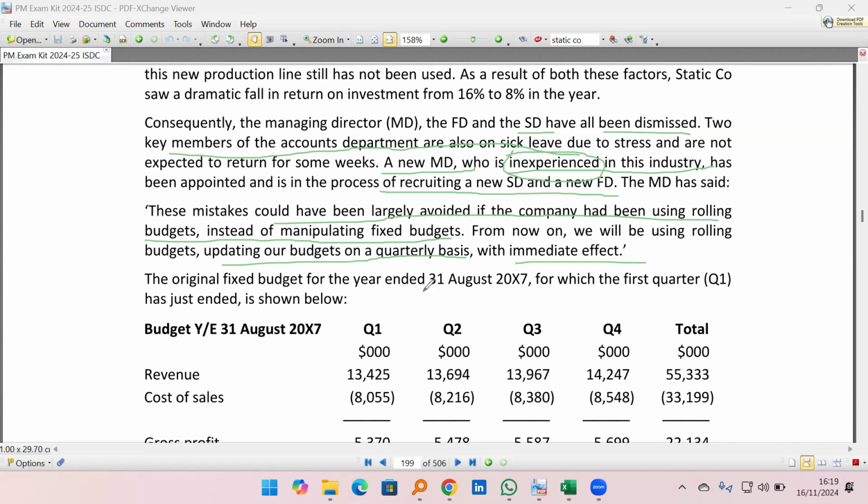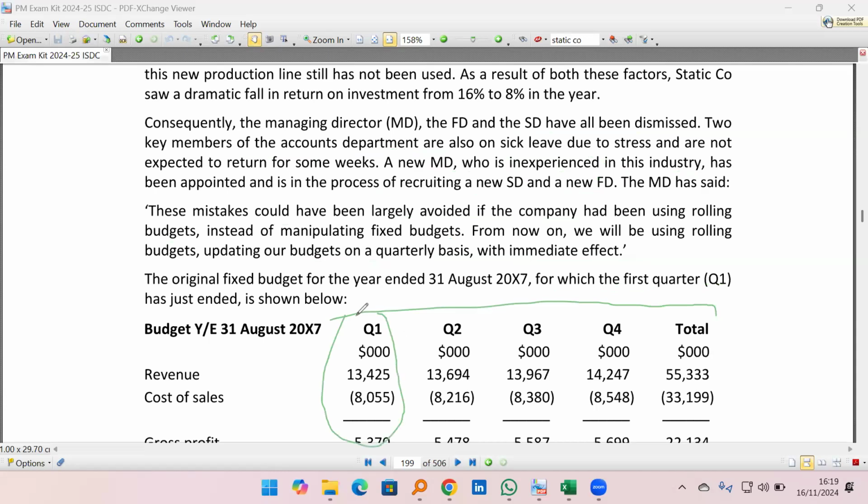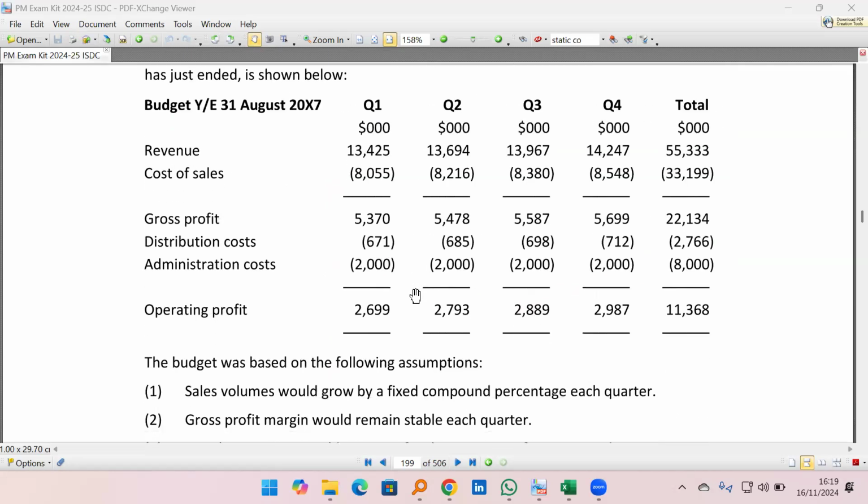So the original fixed budget for the year is here, and the first quarter has just ended. This is for all quarters, but the first quarter has already ended, which means that we have actuals for this quarter. So what do we have? We have revenue, cost of sales, distribution costs and admin costs. This is how they prepared the budget.